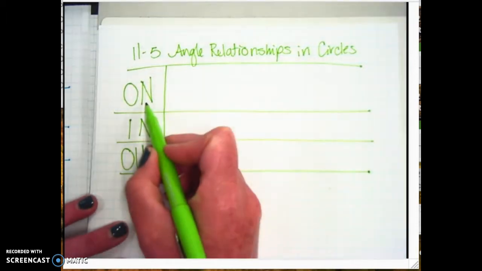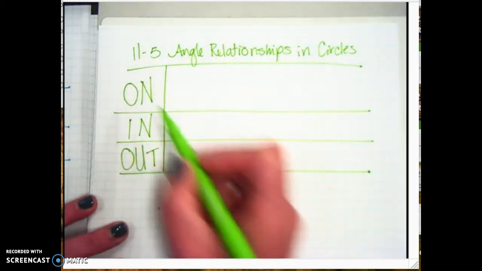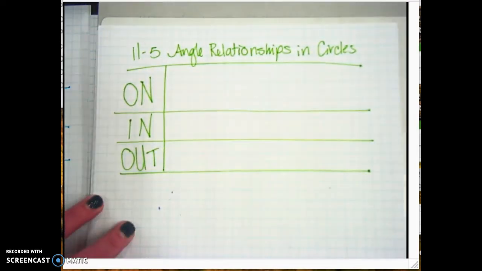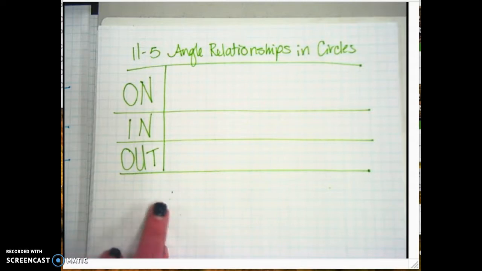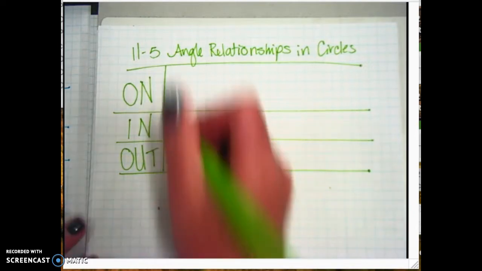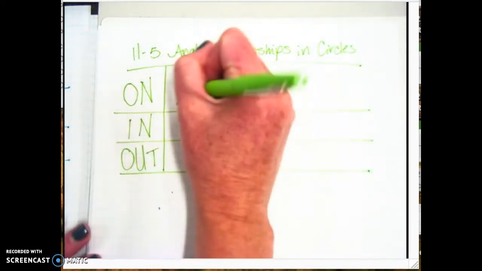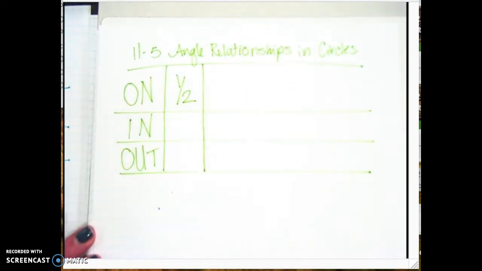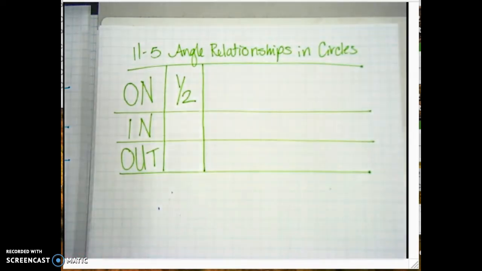When your vertex is on the circle, it's very much going to look like the inscribed angle that we did on Friday, right? On Friday, most of you were getting it and doing good. Basically, whatever the arc is, you take half of that measure of the arc, and that gives you the measure of the angle. Okay, so we're going to see those again today. Those should be some easy ones, right?